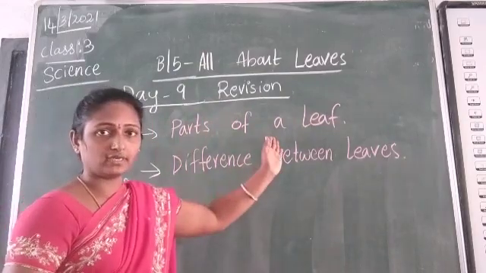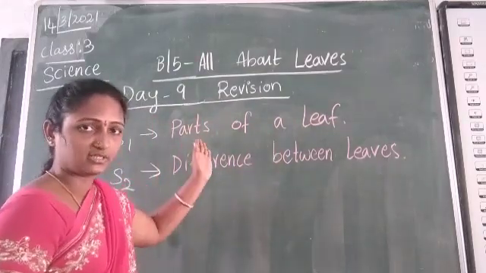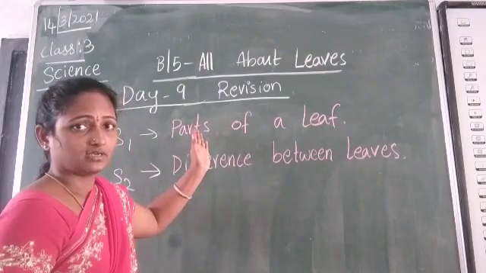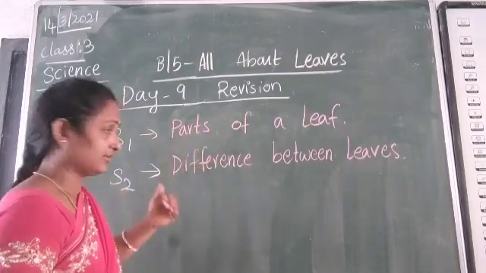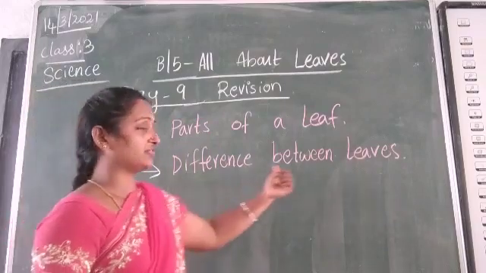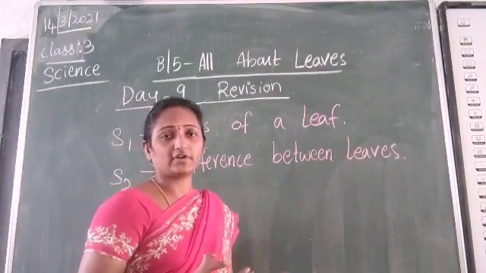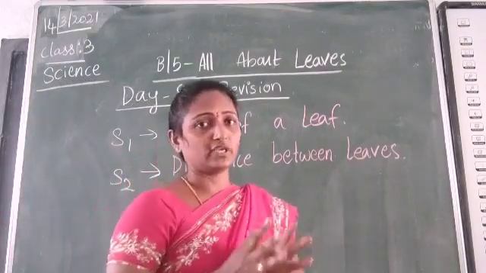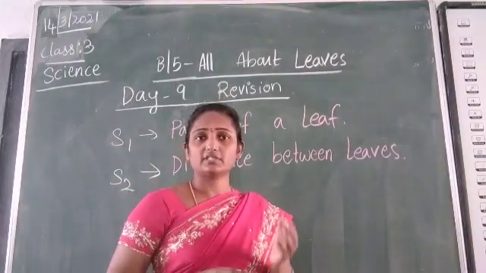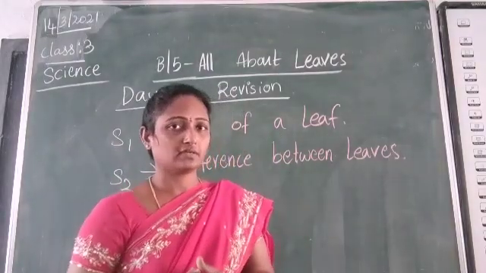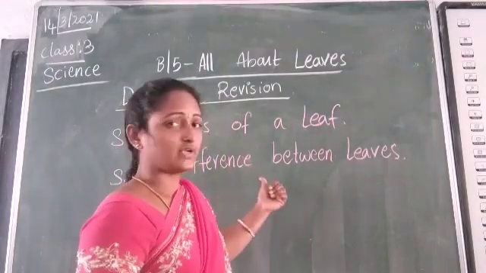S1, parts of a leaf. So what did we learn in this? We have learned the different parts of a leaf. And S2, difference between the leaves. How the leaves are different from each other, and how they are different in sizes, shapes and colors. So all this we have learned.